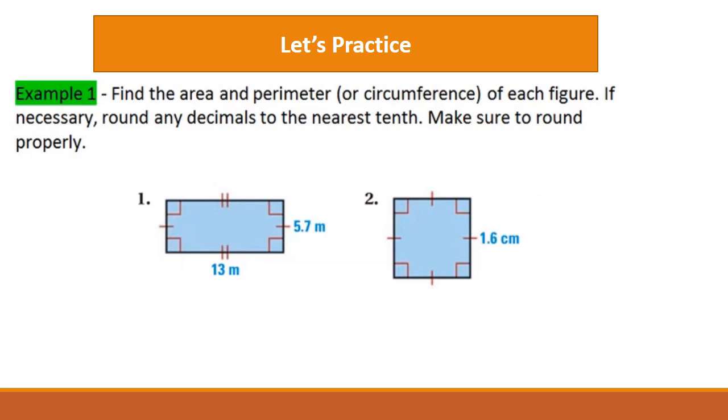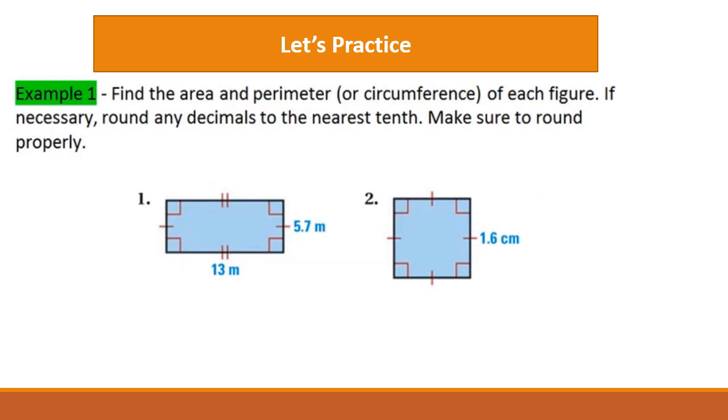After we learn the formula to find the area and perimeter for square and rectangle, let's practice some examples. The first one, we have to find the area and perimeter for these two shapes. The first shape is rectangle. This rectangle has the length of 13 meter and the width of 5.7 meter. 5.7, it's decimals. So here we will practice how we multiply decimals by whole number. We learned it before.